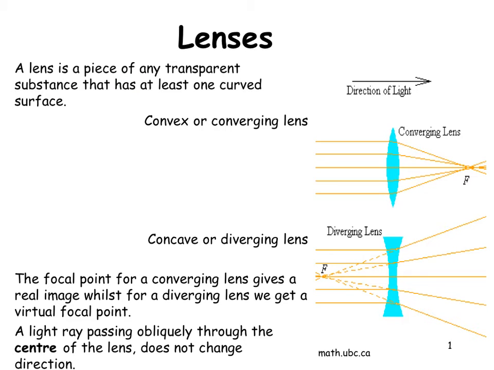A lens is a piece of any transparent substance that has at least one curved surface. Now we know that light is going to refract whenever it changes mediums, goes from a more dense to a less dense, or from a less dense to a more dense medium. There's going to be a refraction or bending of the light.